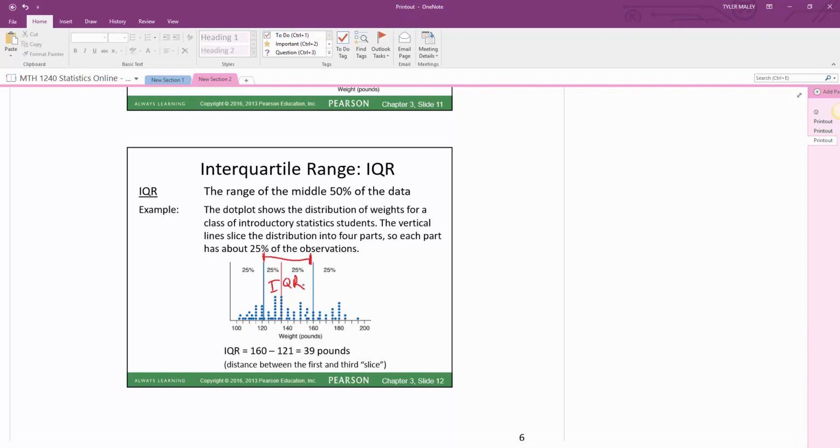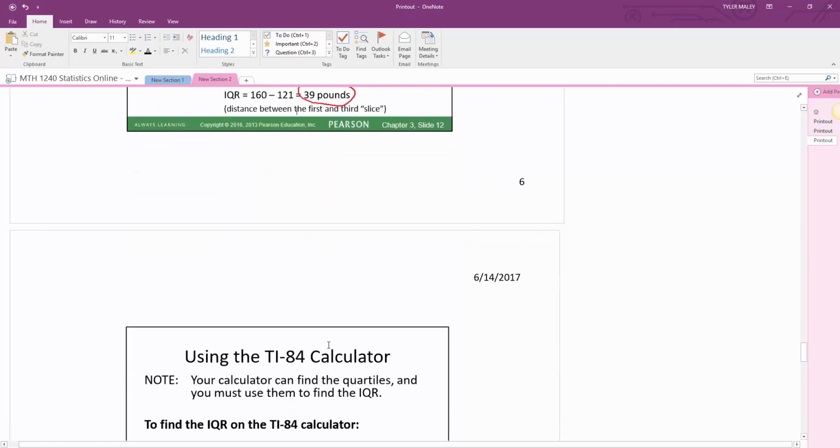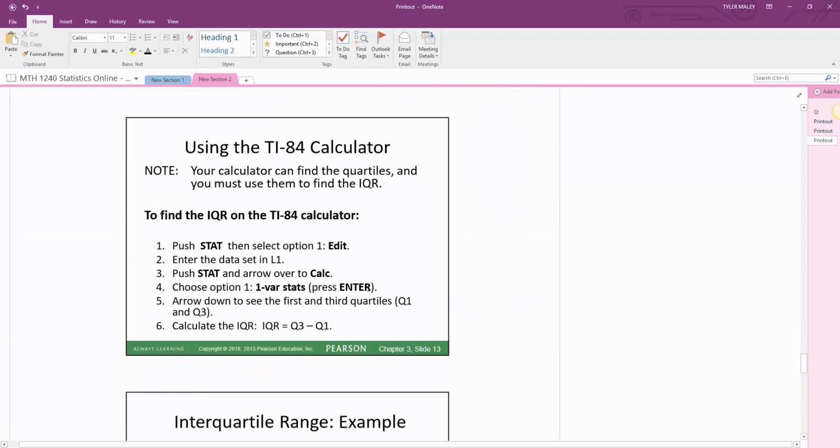So here we're still using the same example of the dot plot for our weights for an introductory statistics class. So the IQR in this case, we're saying this is 160 and this is 121, right? If I take 160 minus 121, then I get 39 pounds, right? So that's the IQR. Right, and we can also get this using the calculator, which again, I'm going to show you how to do in a minute.